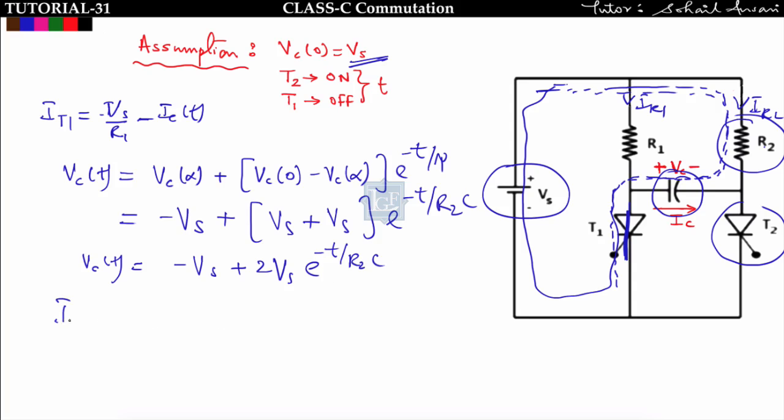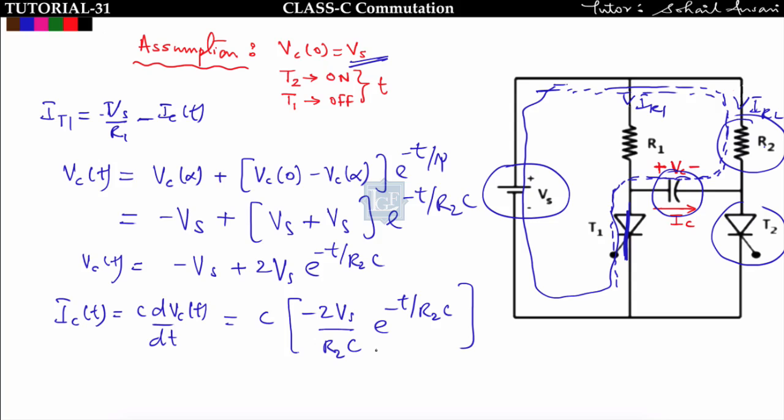So what will be the IC of t? IC of t, we know, is C dVc of t upon dt. So differentiate the above equation; it will be C into 2 Vs upon R2C, into minus e to the power minus t upon R2C. Only differentiation you have to do. So finally IC of t will come out to be minus 2 Vs upon R2 e to the power minus t upon R2C.